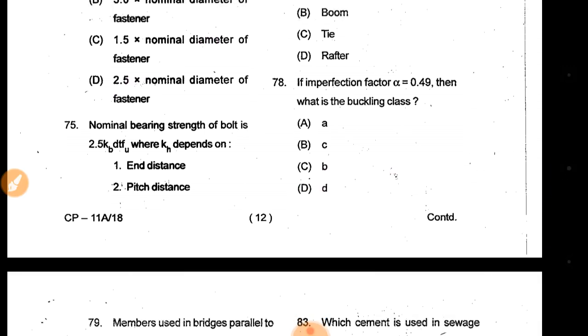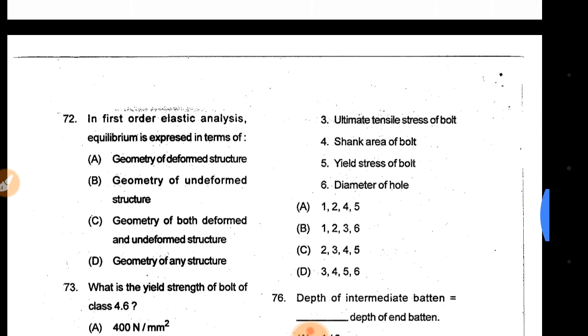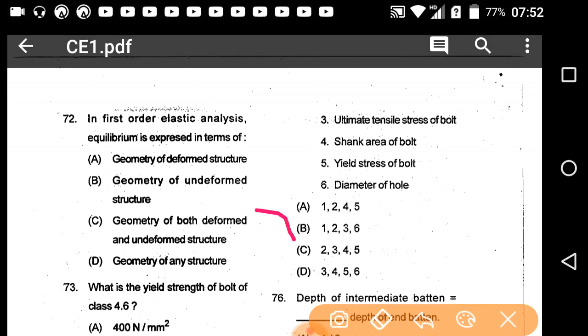Nominal bearing strength of a bolt is 2.5 k b d t fu, where k depends upon end distance, pitch distance. Ultimate tensile stress of a bolt, shank area of a bolt, yield stress of a bolt, diameter of a hole. Option B will be the correct answer.